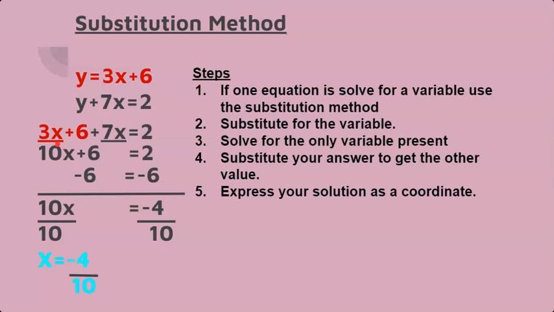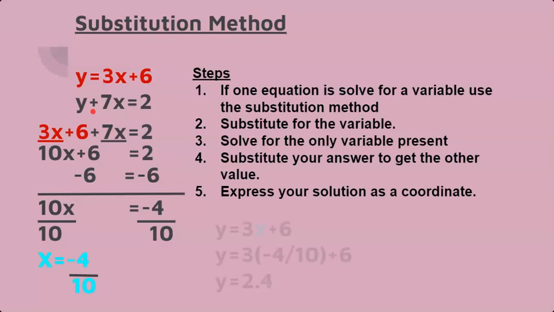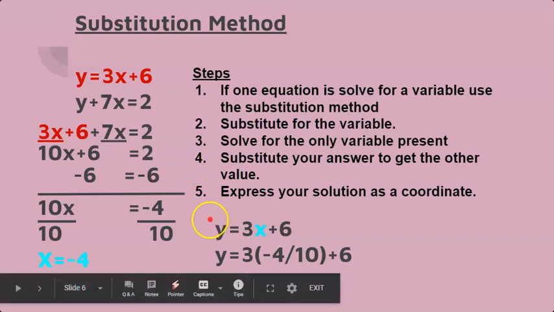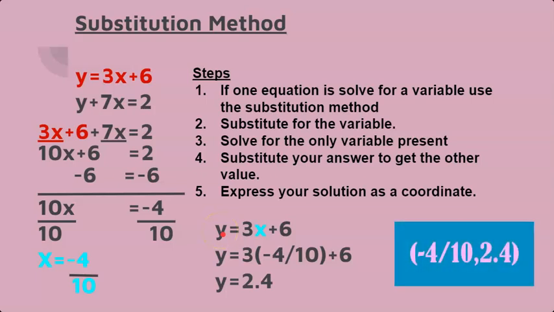Now we only have one part of our coordinate, one part of our x comma y. Therefore, what we have to do is take this value and substitute it into either one of these equations. Either equation will work. So here we have the first equation. I'm going to substitute x in for that first equation. So 3 times -4 over 10 is -12 over 10 plus 6. I threw that into my calculator and I got 2.4. Our final answer here will be -4 over 10, comma, 2.4.